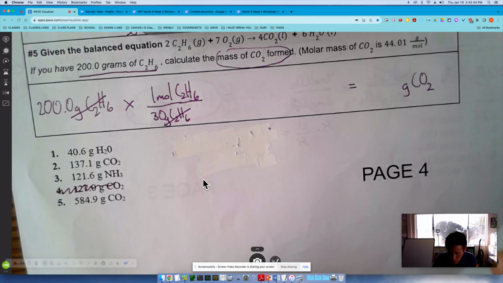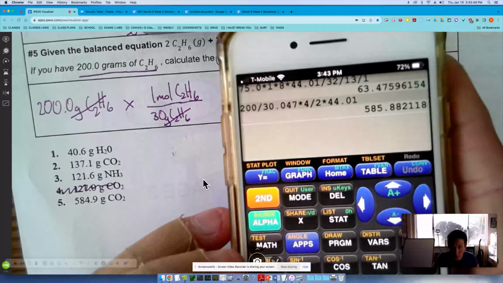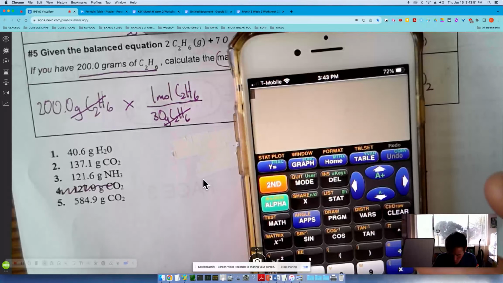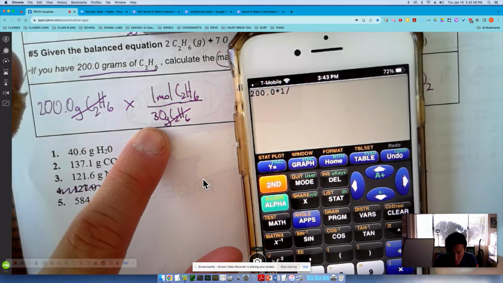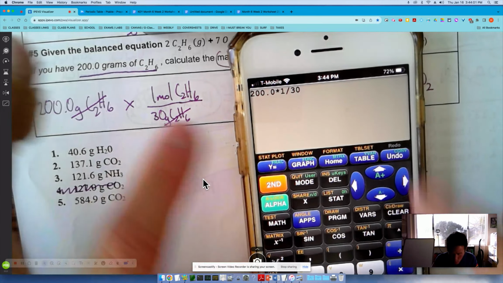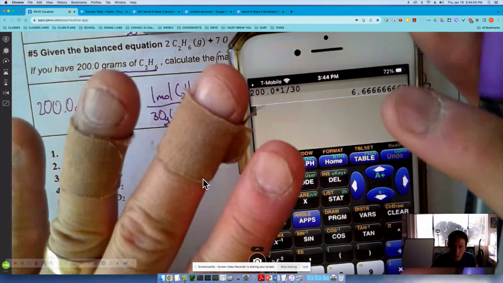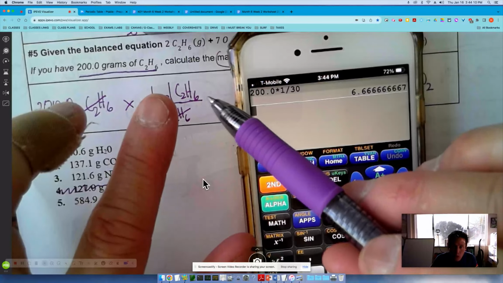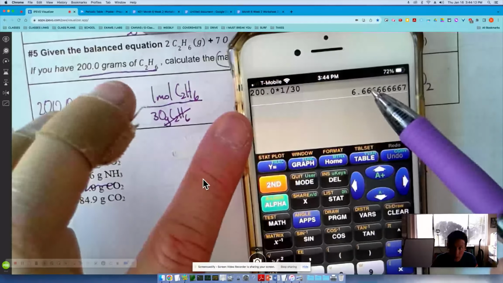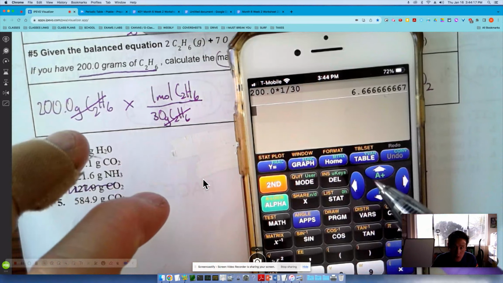By the way, let's just see. If I multiply this out, what would it be? This isn't the final answer, but let's see what we would have. 200.0 times 1 divided by 30. I can put that all in one entry in the calculator. I got 6.66667. What does that mean? That means I have 6.66667 moles of C2H6. That's the last unit, so this is what the answer would be. I have that many moles of C2H6.